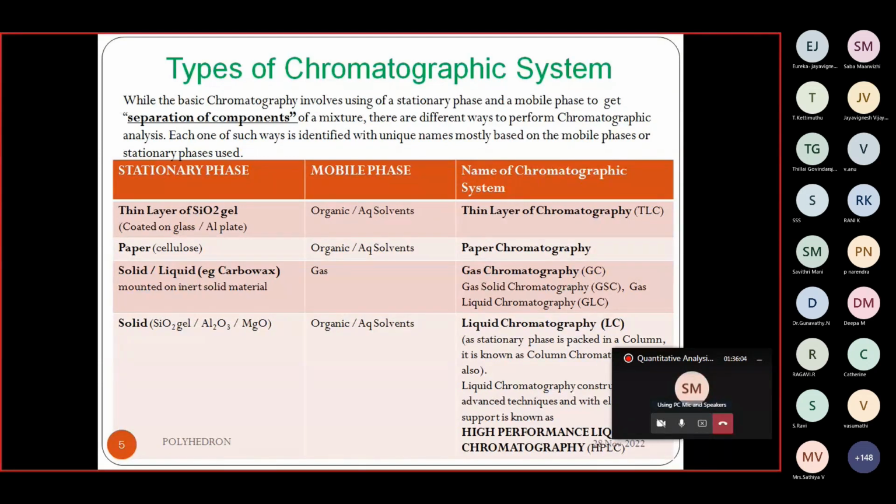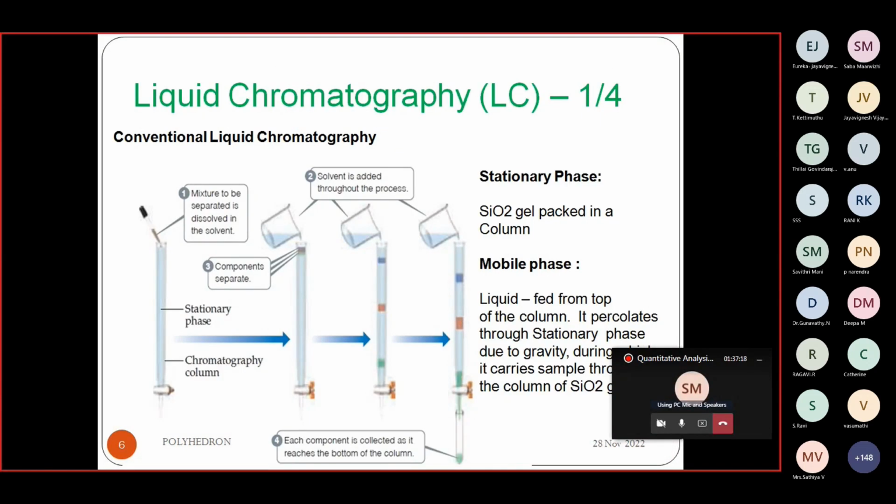I would like to explain liquid chromatography with the next slide. This liquid chromatography is nothing but something like a burette. You assume something like a burette, which you fill with silica gel or alumina or magnesia. Whatever stationary phase we like to use, we can use. At the top of it, we introduce a sample, which will be a mixture of different components, and we pour the mobile phase from the top.